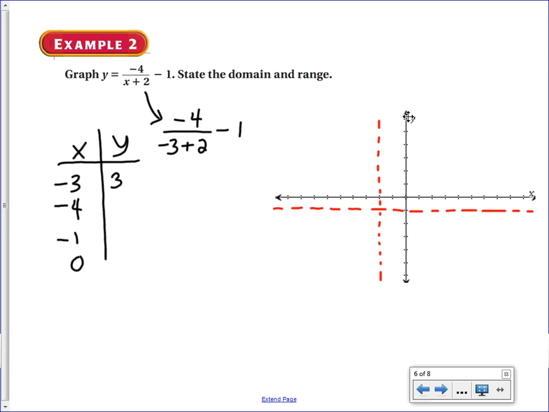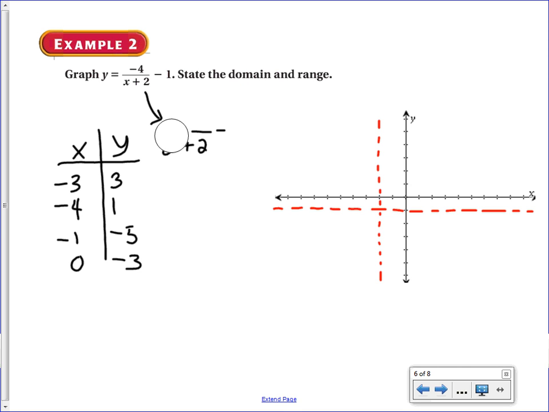Then we're going to plug in -4 for x. Now we have -4 over -2, which is 2, and 2 minus 1 is 1. Then I'm going to plug in -1. Now we have -4 over 1, which is -4, minus 1 is -5. And then I'm going to plug in 0, and now we have -2 minus 1, which is -3.